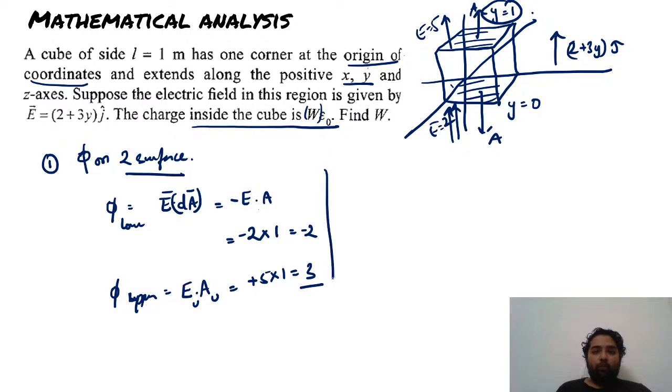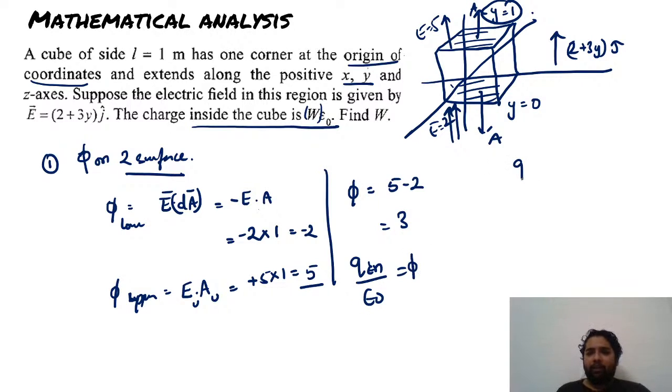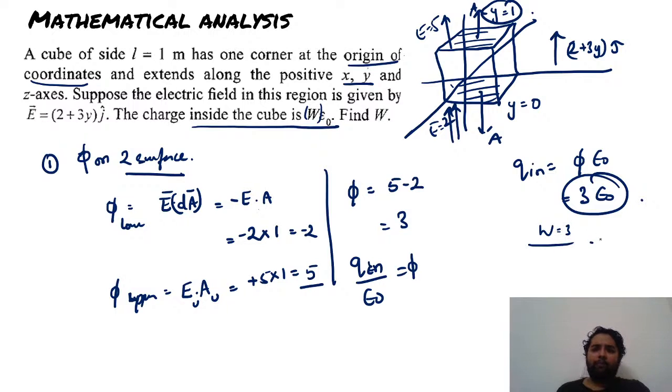Okay. So now what is the total flux? Flux will be equal to, it's 5, sorry, this is 5. Flux will be 5 minus 2, which is equal to 3. And what is the charge inside? Q enclosed by epsilon naught will be equal to flux. From this we can get Q inside will be equal to flux into epsilon naught, which is equal to 3 epsilon naught. That is the answer, guys. It is equal to 3 epsilon naught.